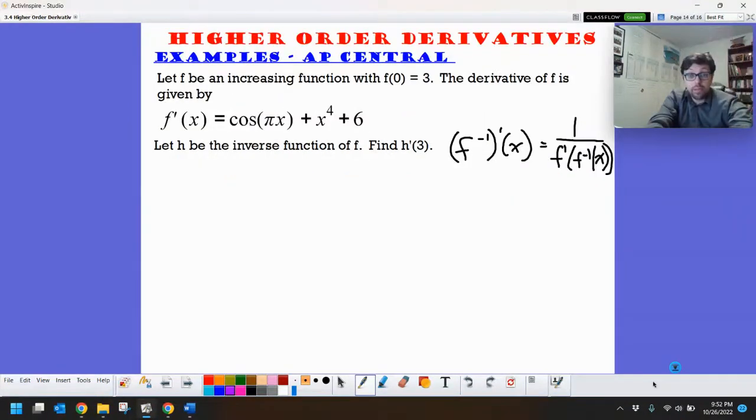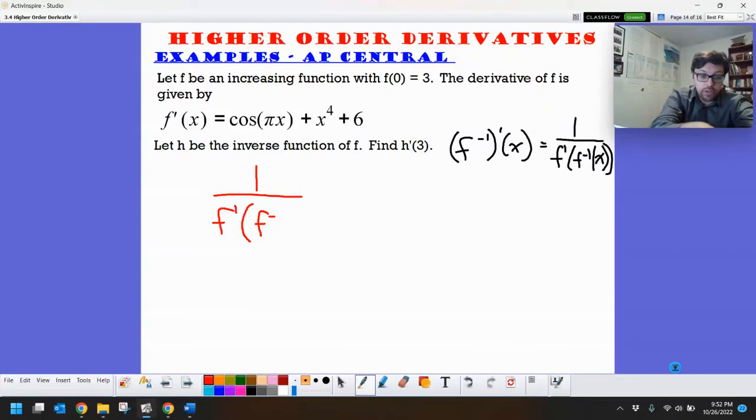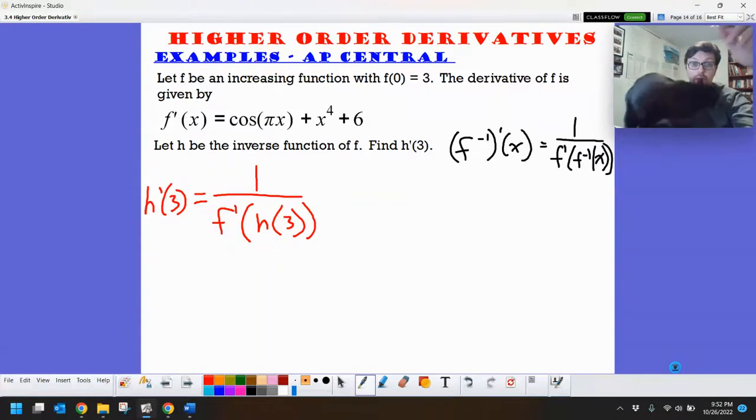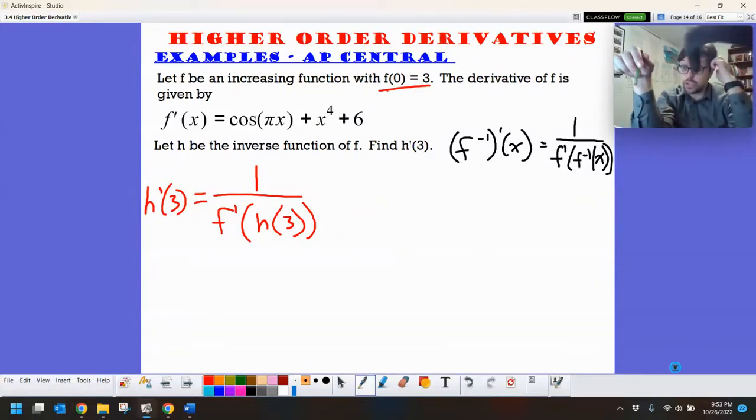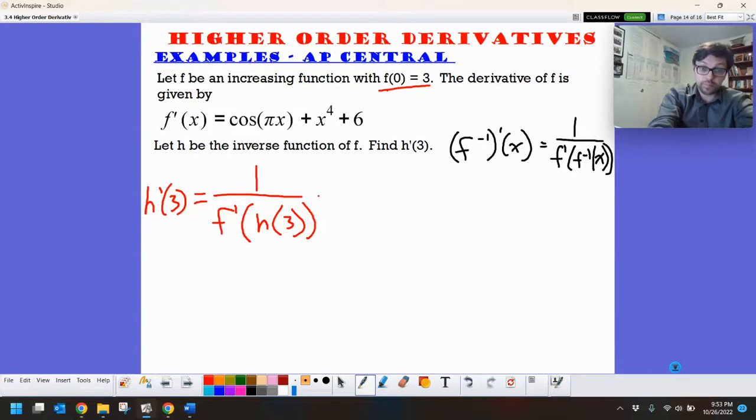Huzzah! In this example, I'm looking for the derivative of an inverse. So I've got my derivative of inverse set up right here. That's telling me I want to do 1 over the value of the derivative evaluated at the inverse. So h prime of 3, since h is the inverse of f, is going to equal all this stuff. So what is h of 3 going to equal? Well, we know that if we put 0 into our function, we get out 3. So if we put 3 into our inverse, we should get back out the 0 that we initially put in. So h of 3 should be 0. So this equals 1 over f prime of 0.